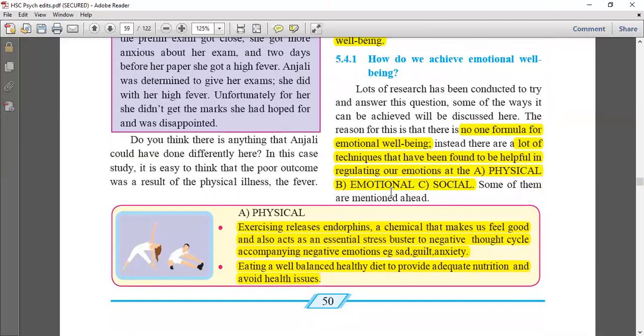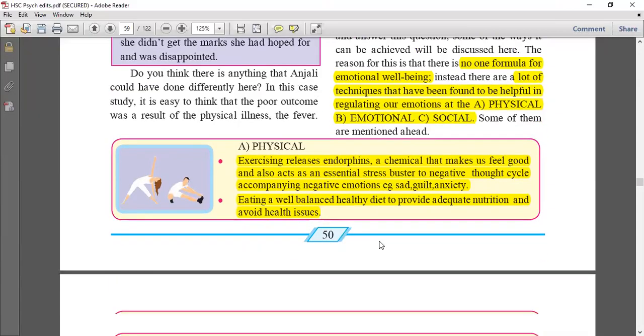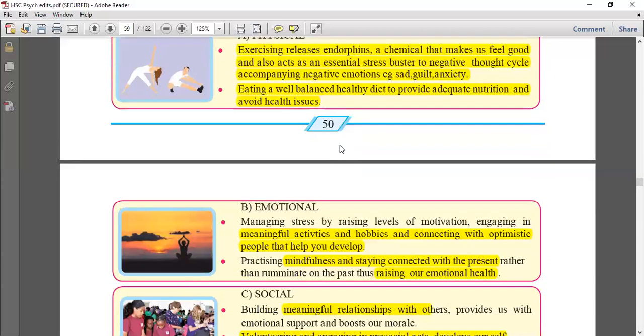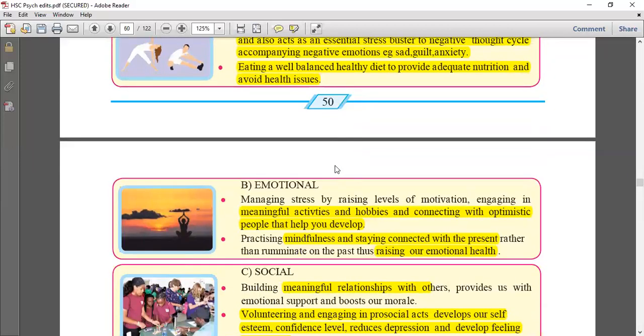Okay, now let's see, how do we achieve emotional well-being? There are three major ways: physical, emotional, and social. Physical includes exercising, because exercising releases endorphins. These are again happy hormones, they make you feel good. So I always tell people that if you constantly exercise, it can help with problems like depression, stress, sadness. Eating a good diet is very important. Just eating pizzas and burgers because we like them may not provide for our nutritional needs.